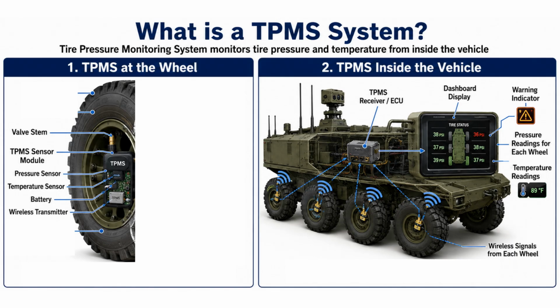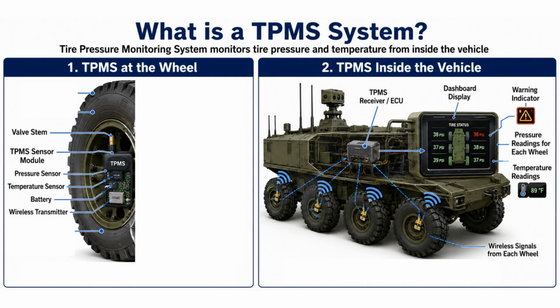This image explains how a tyre pressure monitoring system, or TPMS, monitors tyre condition and communicates that information to the vehicle operator. On the left, we see the TPMS components installed at the wheel. A compact sensor module is normally mounted near the valve stem or inside the rim. It contains a pressure sensor, temperature sensor, battery, and wireless transmitter.